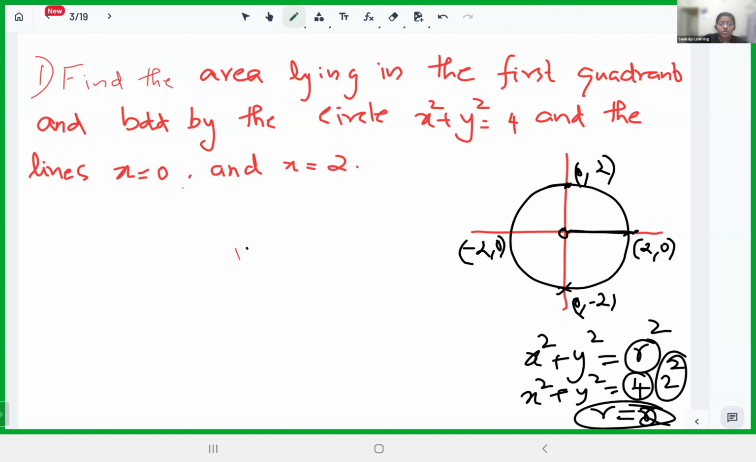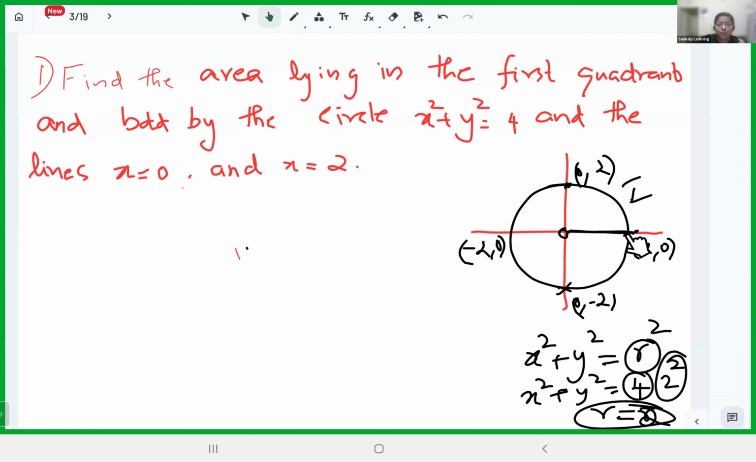And which is the portion that we have to find the area of? It is the area that lies in the first quadrant. This is the first quadrant, right? And it is bounded by the circle. Here you can see this is part of the circle x square plus y square equal to 4, bounded by the circle and the lines x equal to 0. What is x equal to 0? It is this, isn't it?